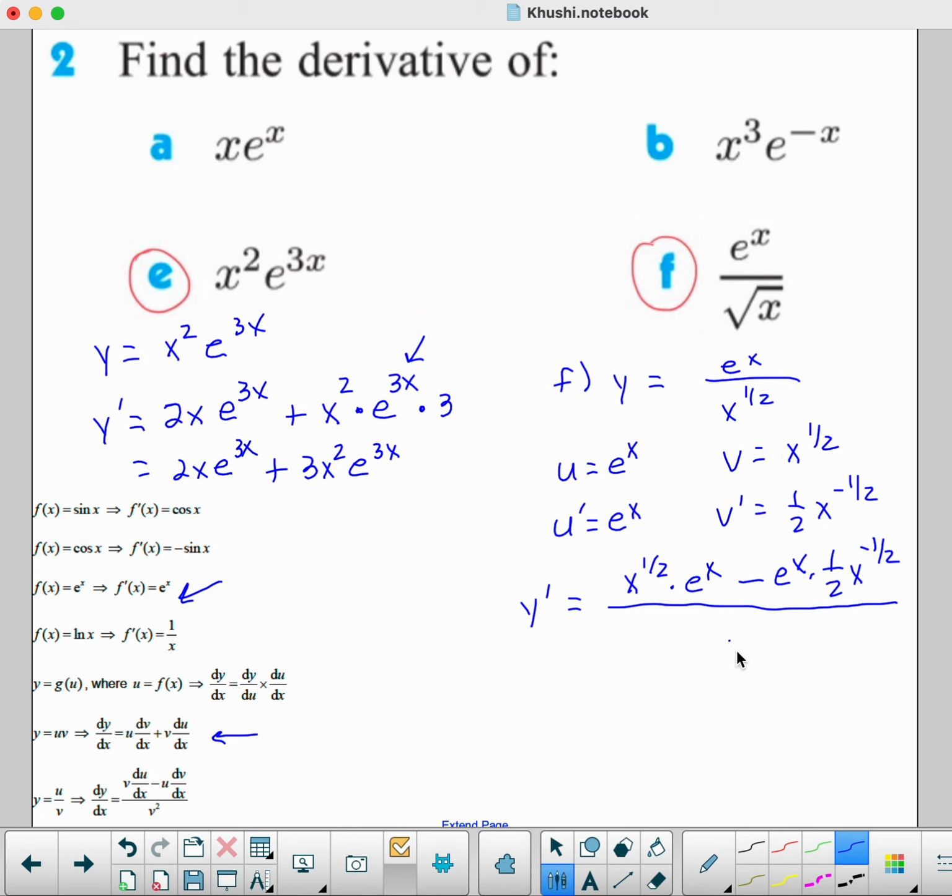So what? X to the 1/2 squared. I'm going to clean up the top just a little bit. I'm going to write it as e to the x square root x, x to the 1/2, minus what? E to the x is going to be on top, over 2 square root x. x to the 1/2 squared is 1/2 times 2, which is 1. So it's just x. All right, next.